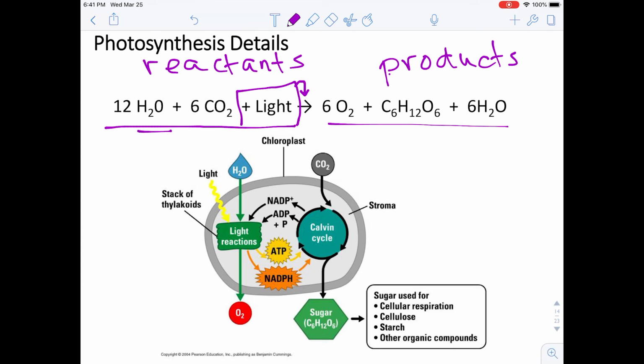So what do plants need? Plants need water, they need carbon dioxide, and of course light. They produce oxygen, and they produce C6H12O6, which is the formula for glucose. That's the same glucose we were talking about when we were talking about controlling blood sugar levels in diabetes. It's the same one. And then, of course, water.